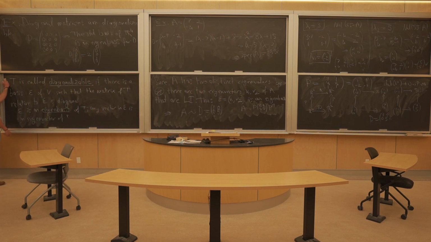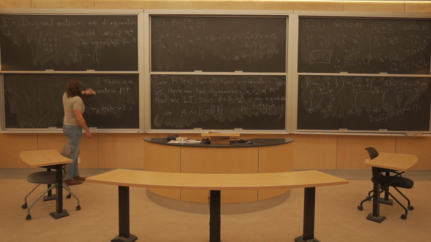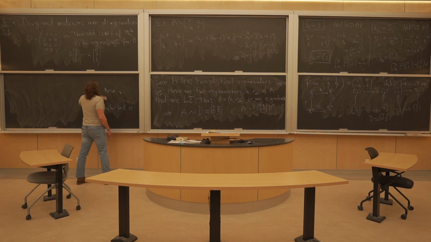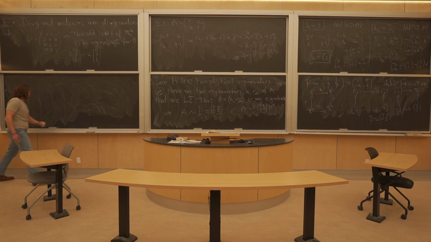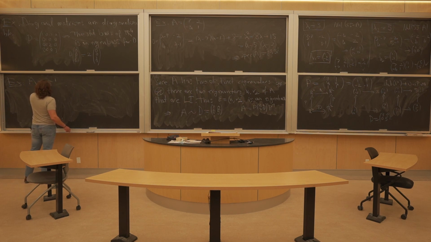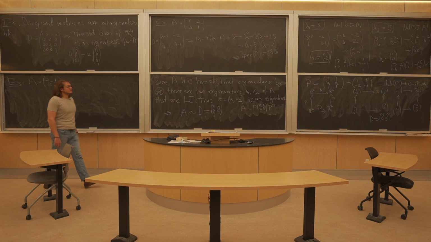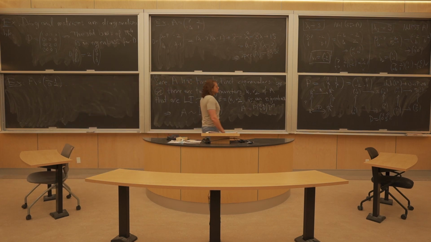So here's another example. Not all transformations are diagonalizable. For instance, if I were to take this matrix, it turns out to be not diagonalizable, which means that there is no basis consisting of eigenvectors of A. A doesn't have sufficiently many linearly independent eigenvectors.